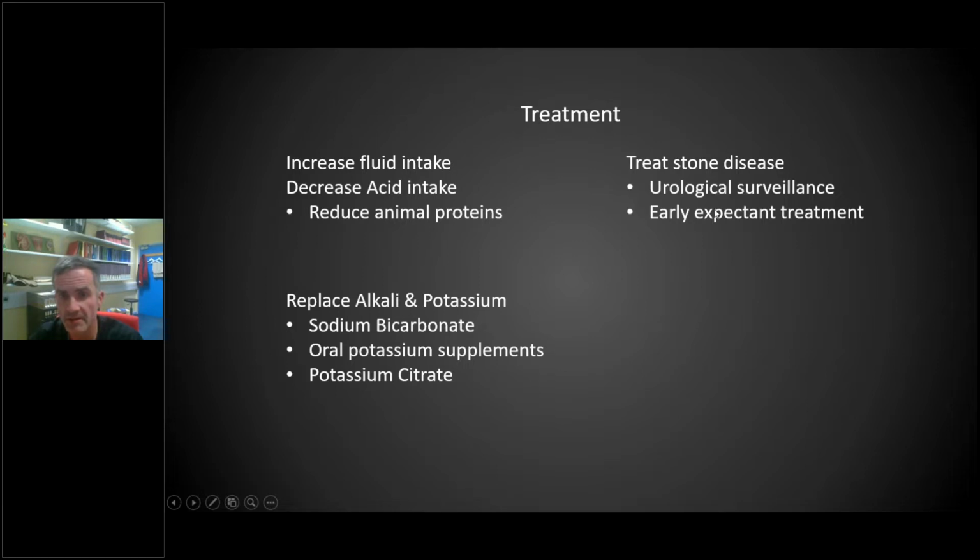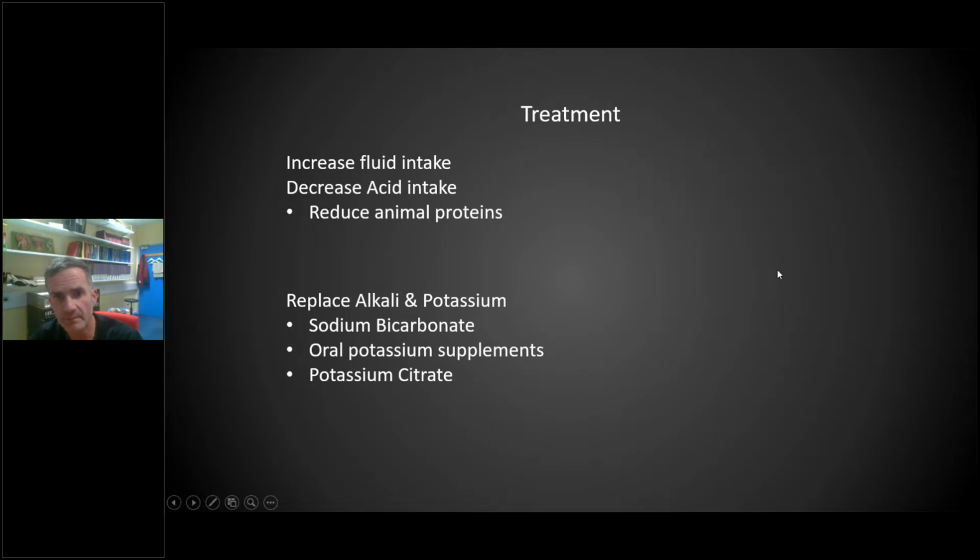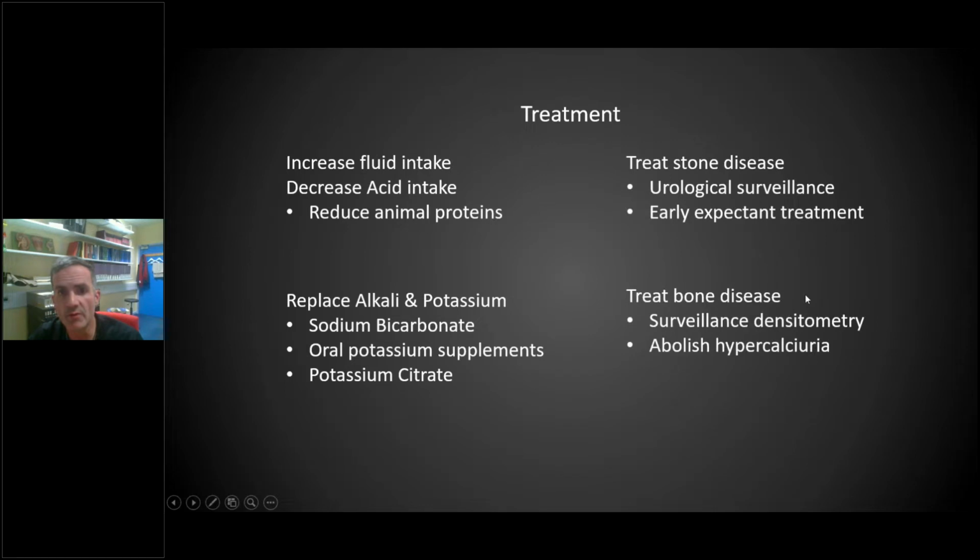So finding an interested urologist who's interested in stones and in looking after these patients is a very good thing to do. And early expectant treatment for stones which are already there. And also they have bone disease.